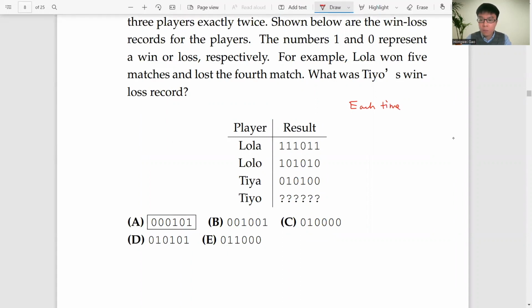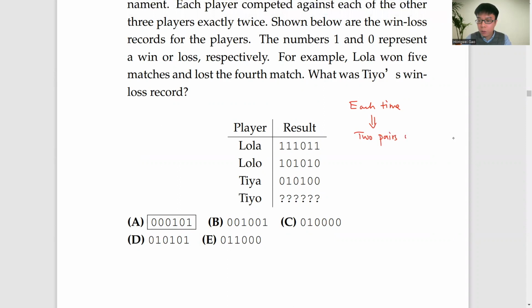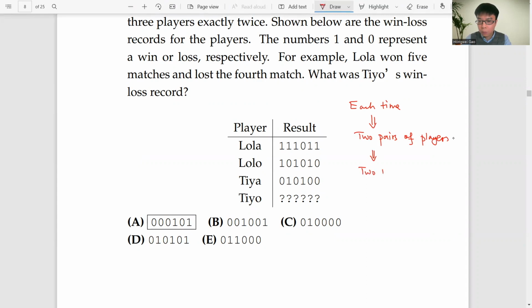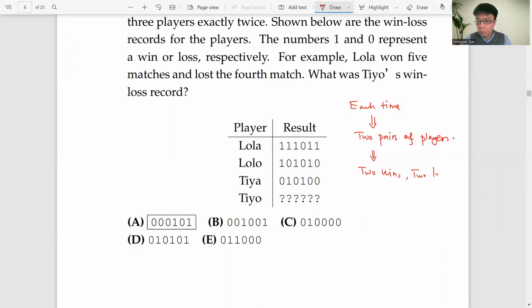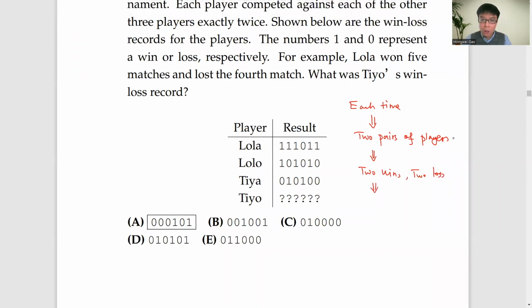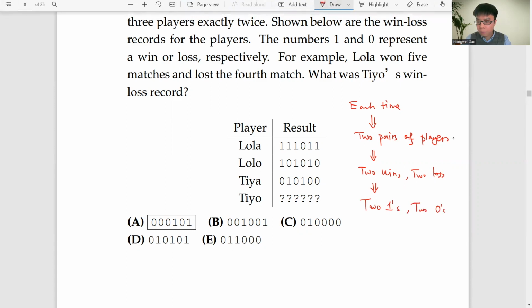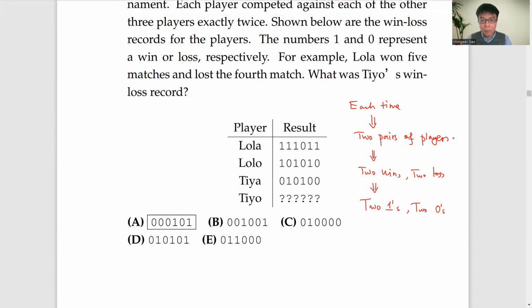Because every time there are 2 groups playing, that means 2 pairs of players playing. That means we have 2 wins and 2 losses. That means in the notation, we have 2 1s and 2 0s. We basically check every column.